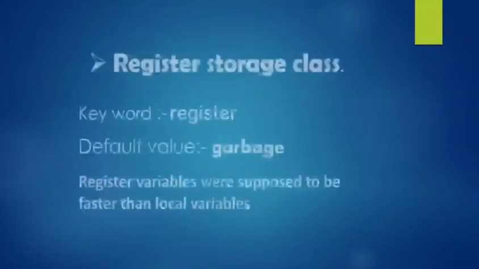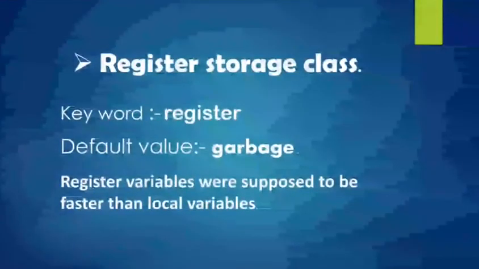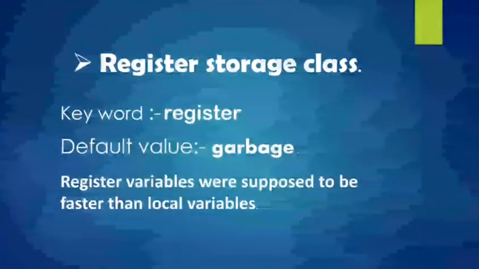Now let us see another storage class, that is register storage class. In this, the register keyword is used to declare a variable. Register variables are supposed to be faster than local variables. However, modern compilers are very good at code optimization, and there is a rare chance that using register variables makes a difference.